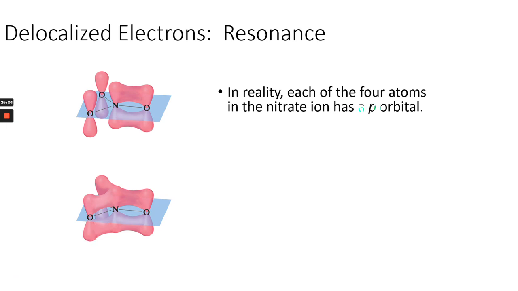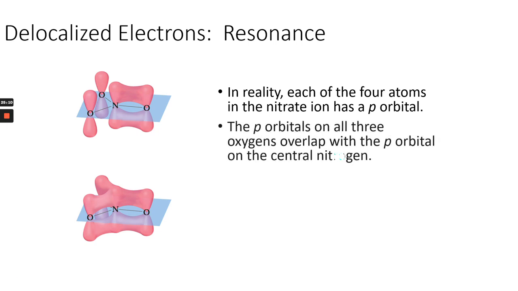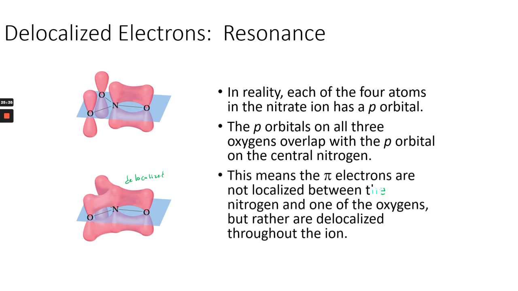Okay, so in reality, each of the 4 atoms in the nitrate ion has a p orbital. The p orbitals on all three oxygens overlap with the p orbital of the center nitrogen. So this is our delocalized. So your electron can jump around in there, and that's how your double bond moves. So this kind of helps us understand resonance a little bit better. It's not like it's distinctly here. They're all kind of merged together so that the double bond could move. This means that the pi electrons are not localized between nitrogen and one of the oxygens, but rather delocalized throughout the whole ion, so they're able to jump around.